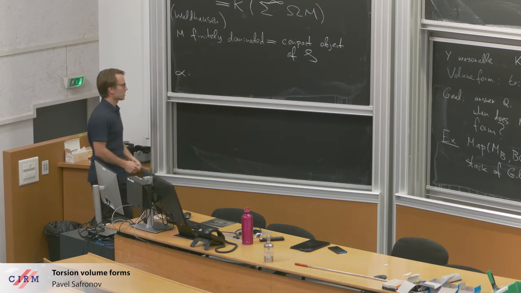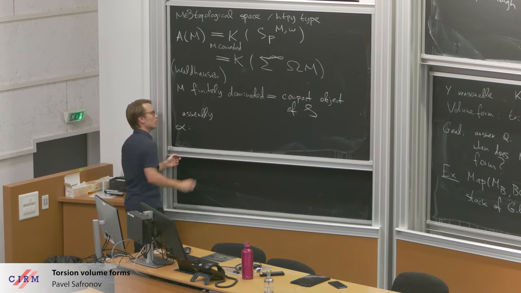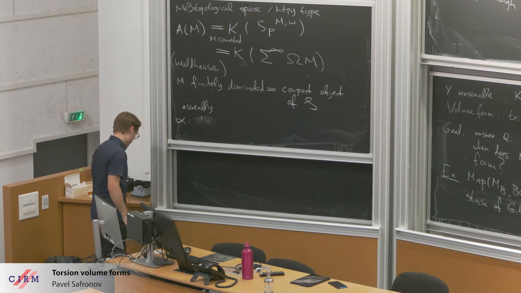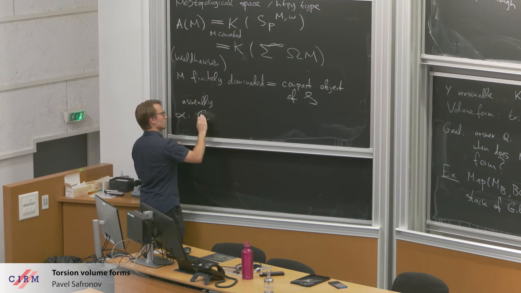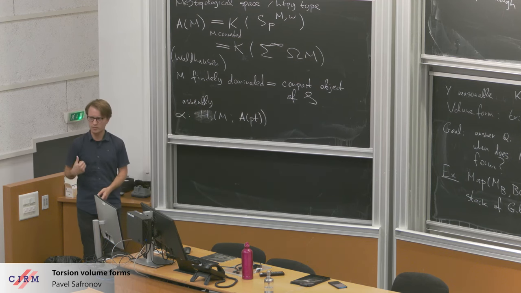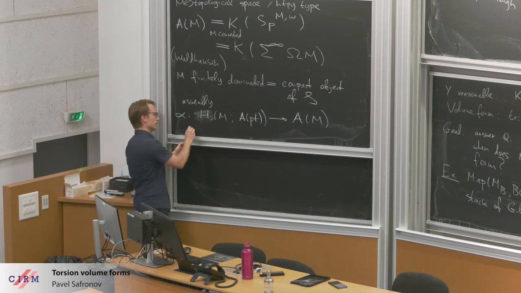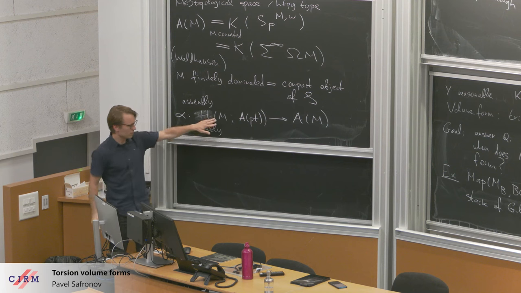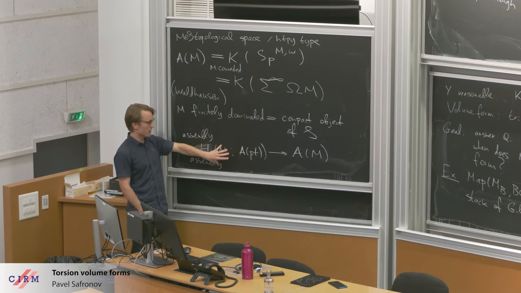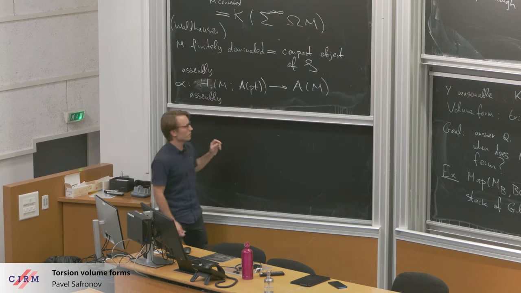There's a map that maybe I will not explain unless you ask me more details about it. So there's something called the assembly map. Let me write it in two ways. You can look at homology of M with coefficients in a certain spectrum, which is A-theory of the point, going to A-theory of M. So this is called the assembly map. The reason it's called assembly map, it's A-theory, so you have something parameterized by M that's kind of global information. And you're trying to encode this global information by local information, some homology on M. So it assembles global information from some local information.